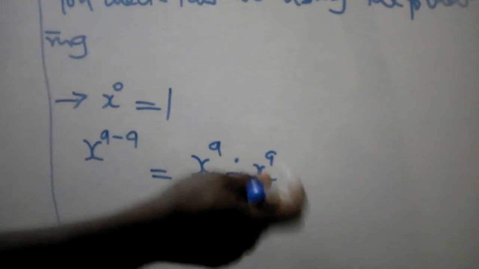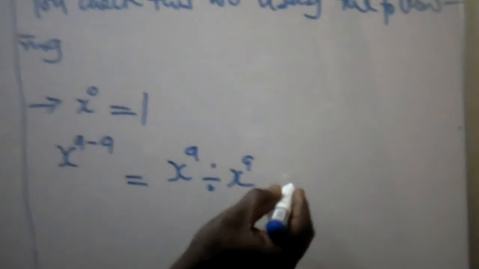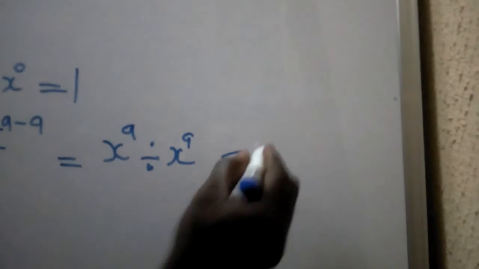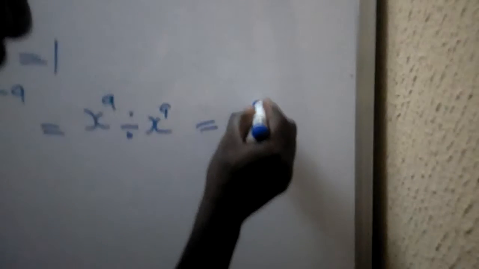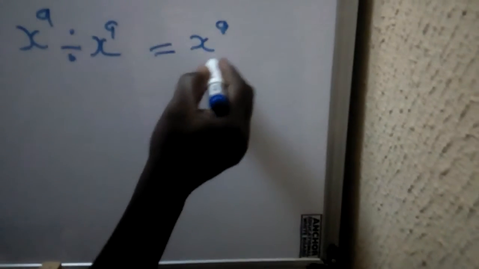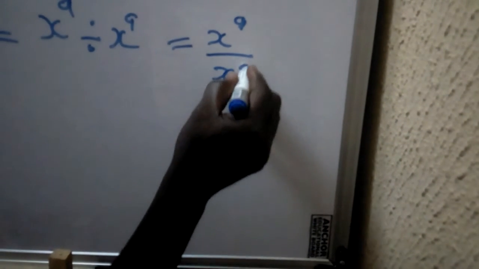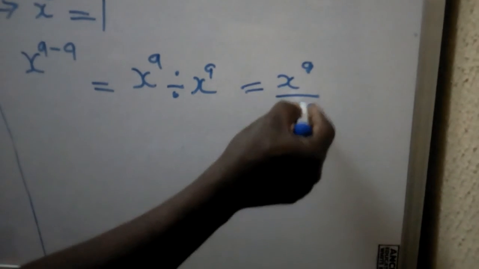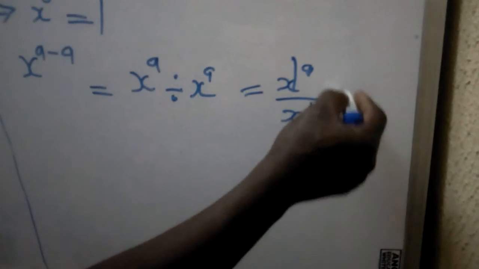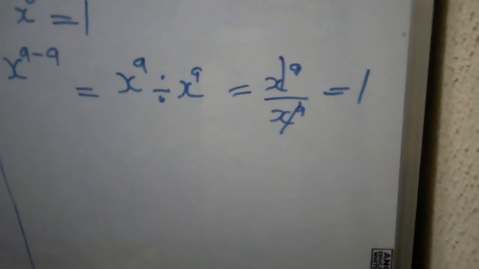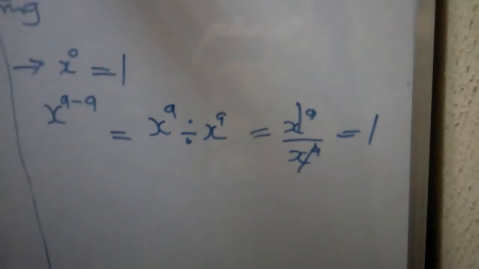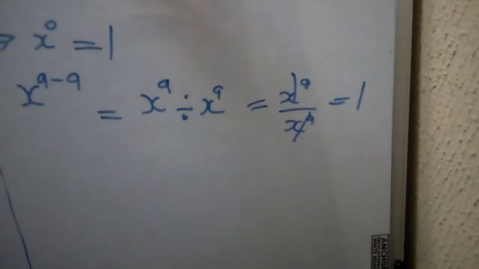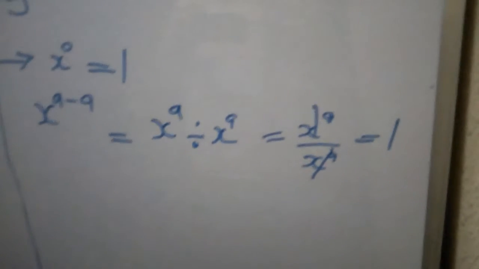Right? And this last expression could also be written as x to the power of a all over x to the power of a. X raised to the power of a divided by x raised to the power of a. If they cancel, it will give you 1. That is what we have proven, that x raised to power 0 is equal to 1.